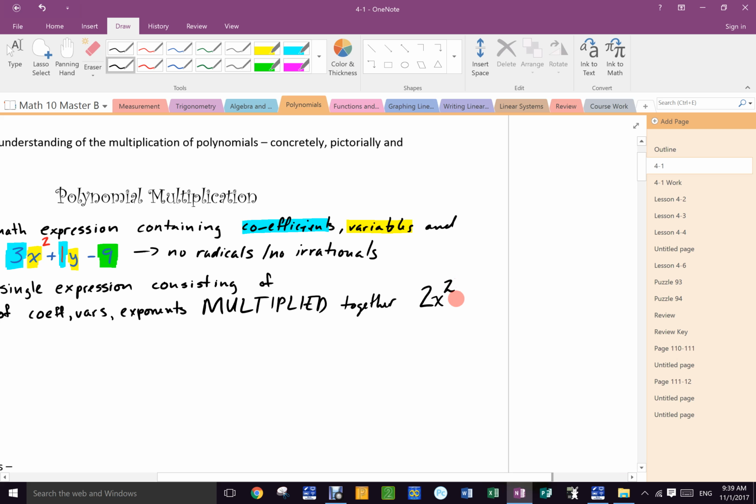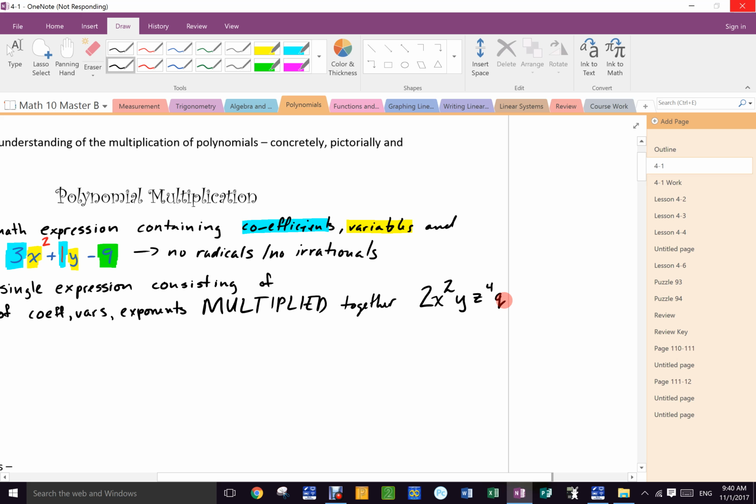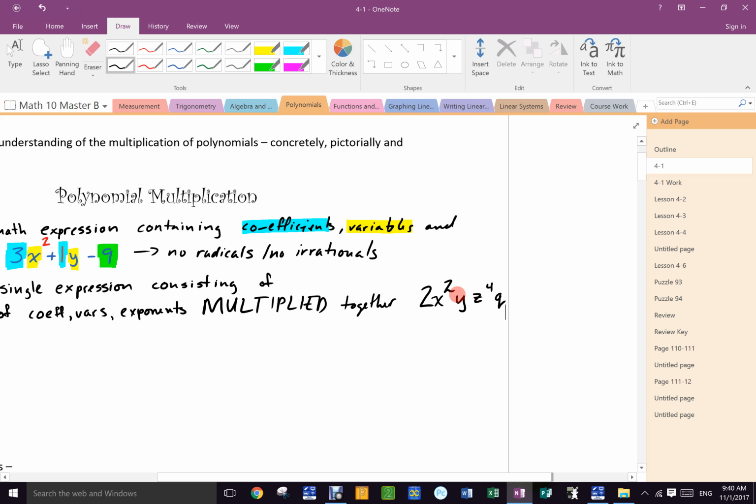Okay? What if I put a y there? Is that a monomial? Yes, because it's still all multiplying. What if I put a z to the 4th and a q? Is that still a monomial? Yes, because it's all multiplying together. Everybody cool? All right. What if I just did this? Is 4 a monomial? Yeah. Everybody cool? Yeah. Okay.